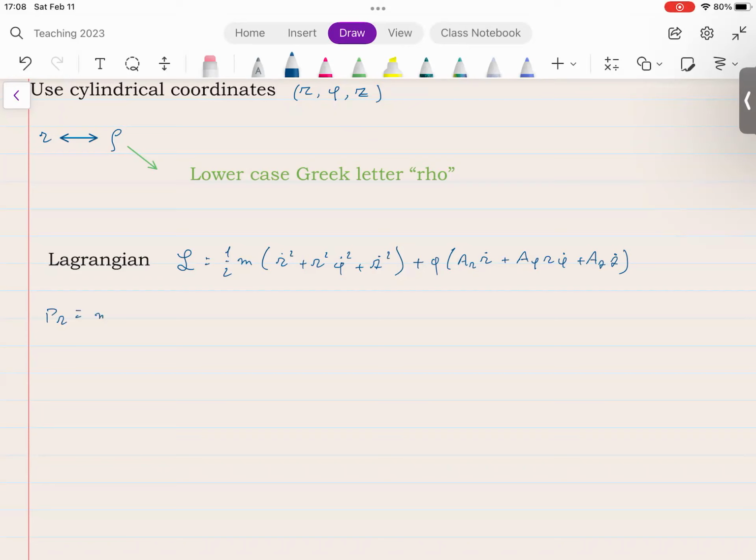P sub r is going to be m r dot plus q A sub r. P phi is m r squared phi dot plus q times r times A phi, and p sub z is easier, it is m z dot plus q A z, similar to the r piece. Let me play with colors again, where these are going to be the conjugate momenta.